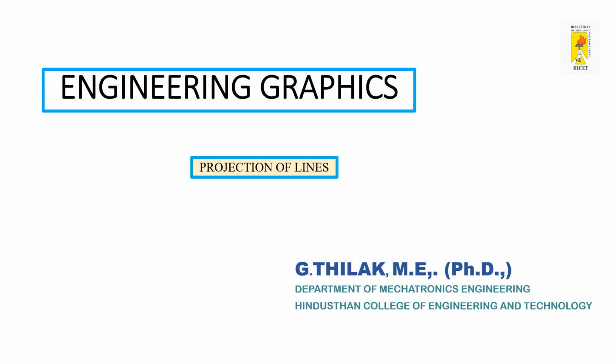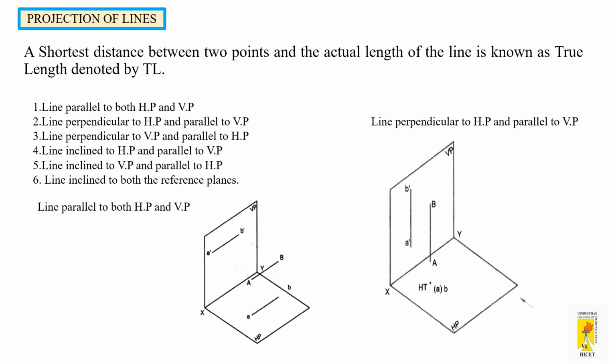Here now I'm going to discuss the projections of lines. So this shows the projections of lines, the positioning of lines between the horizontal plane and the vertical plane. So this is a vertical plane, this is a vertical plane, and this is the horizontal plane.